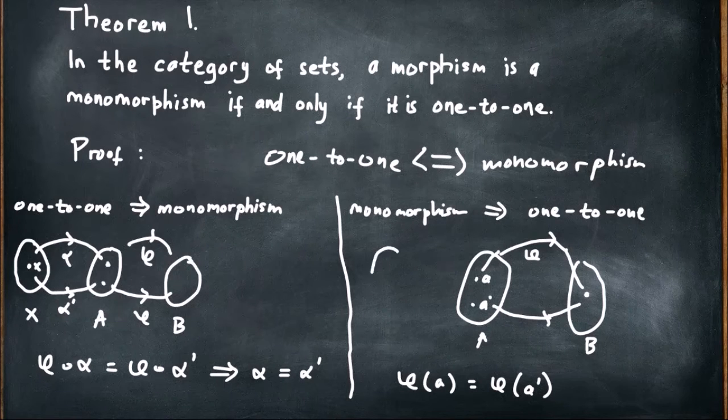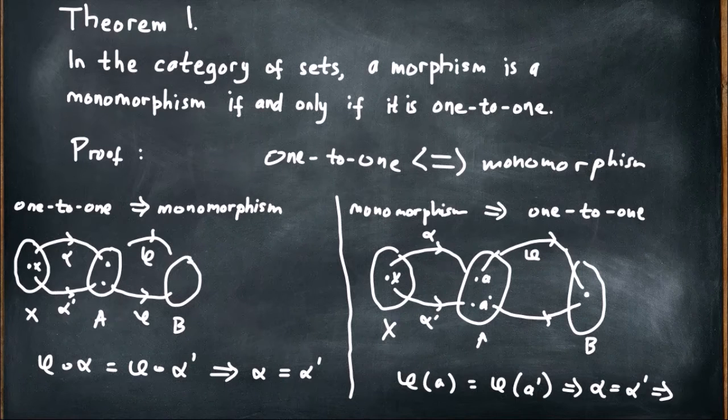Let X be a set having only one element, x, and let alpha be a mapping from X to A, sending x to a, and alpha prime is the mapping which sends x to a prime. But since phi is a monomorphism, we must have alpha the same as alpha prime. And in particular, a is the same as a prime. That is, this mapping is one-to-one. So that completes the proof for theorem 1.